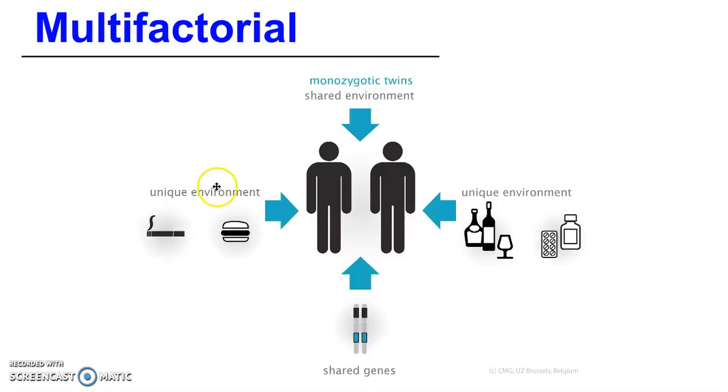We know some about multifactorial disorders from studying twins that have grown up in different environments. Twins that are separated, or just adult twins that don't have the same lifestyle choices. They definitely have shared genes, but they have different environmental factors that are going to impact whether or not they present with a particular phenotype.